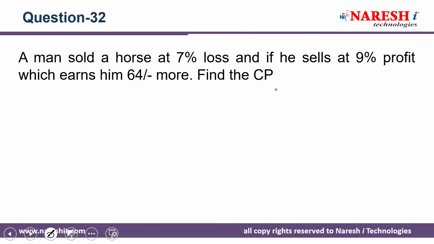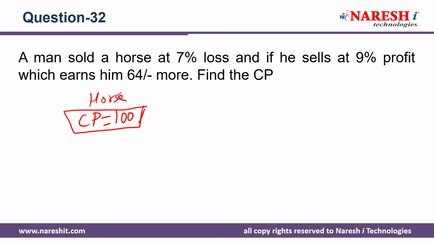Question number 32, again from profit and loss. A man sold a horse at 7% loss, and if he sells at 9% profit, it earns him 64 rupees more. The concept of this model is that there is a horse. Every item in profit and loss, always take the CP as 100.